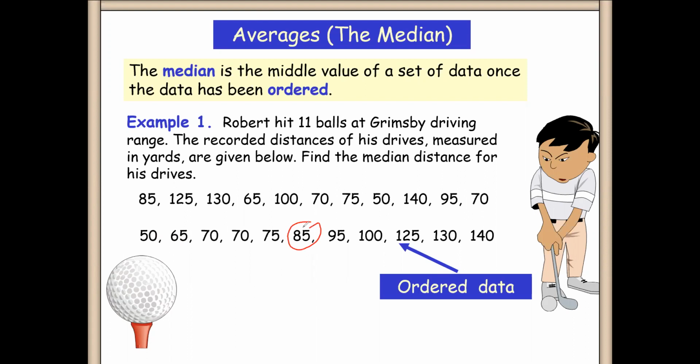So let's count. 1, 2, 3, 4, 5. 1, 2, 3, 4, 5. So on track, we can see that the median is sitting on position 6.